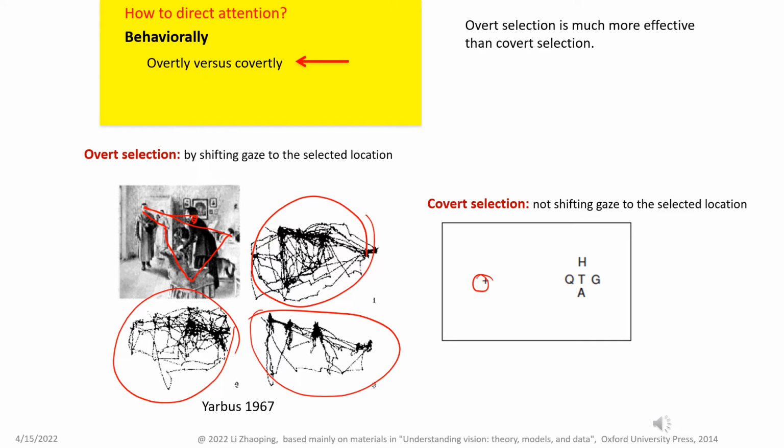This demonstrates that overt selection is much more effective, and that's why in natural behavior, gaze always follows where our attention is directed.